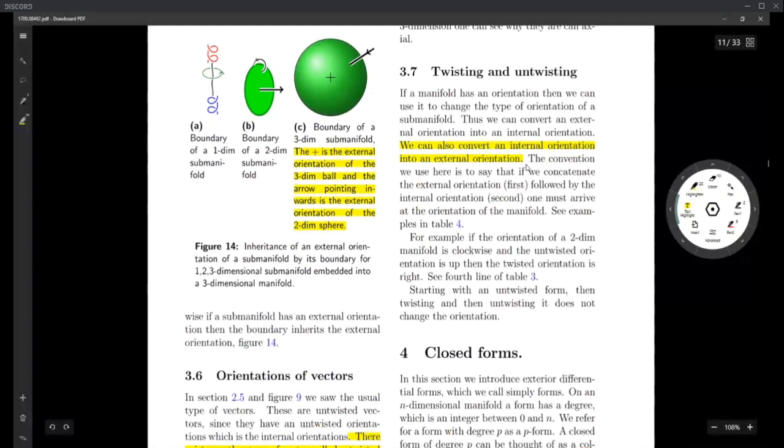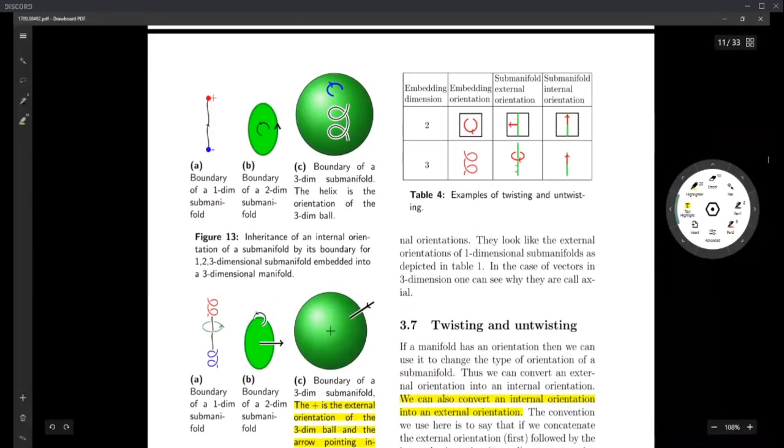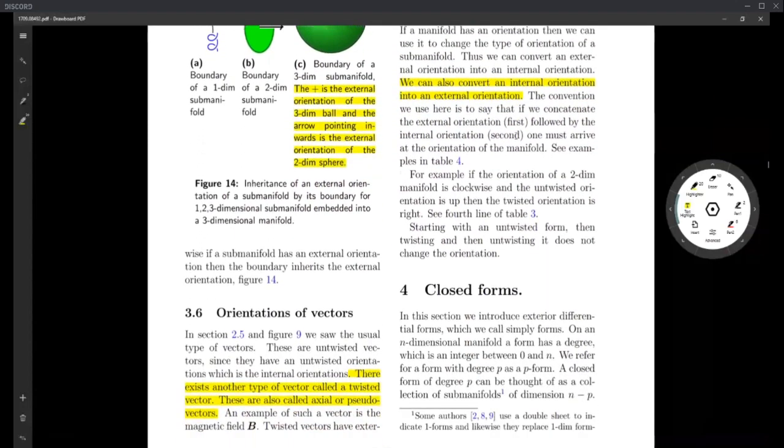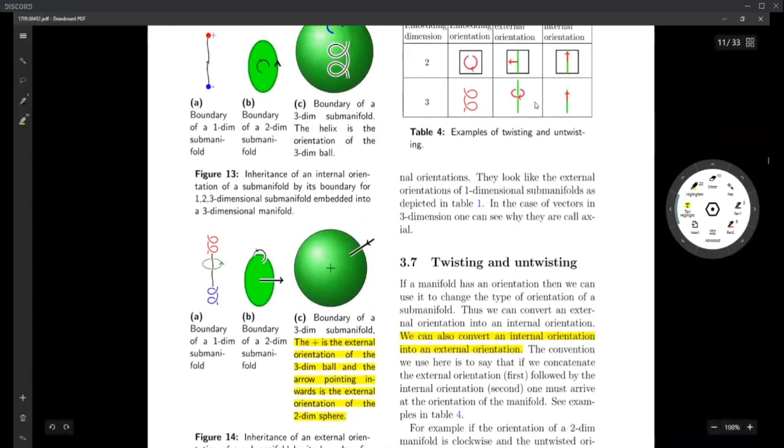The convention we use here is to say that if we concatenate the external orientation first, followed by the internal orientation, one must arrive at the orientation of the manifold, like right here. So you can notice that if you take the internal one, it would be like this, and the external one, it would be like that. Looking at these examples and visualizing would help you understand this. Starting with the untwisted form and then twisting and then untwisting does not change the orientation. Twisting and then untwisting just gets it back to the normal state. But if it's twisted and untwisted in the other way, it would probably have a different one right there. You can notice right here how it happens.